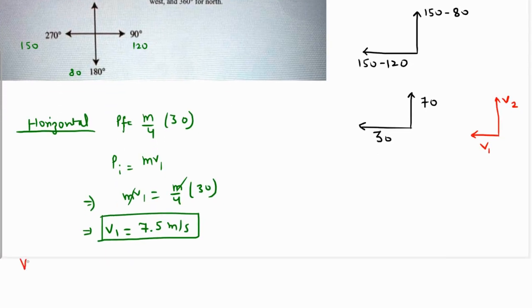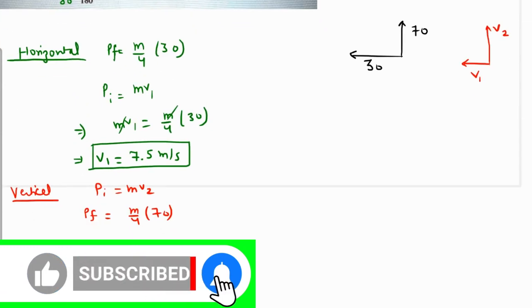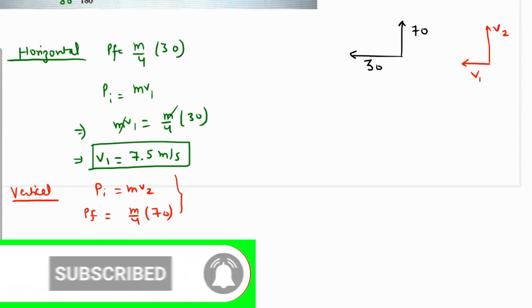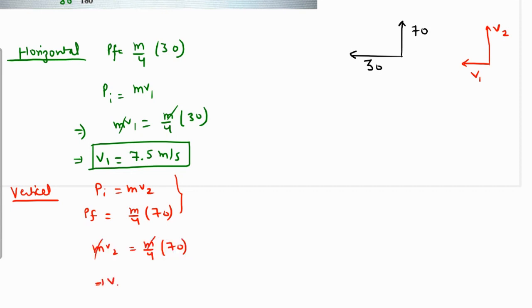Then we talk about the vertical conservation of momentum. So the initial momentum will be m times v2, and the final momentum is going to be m over 4 times 70. So mv2 should be equal to m over 4 times 70. M and m cancel, so the value of v2 comes out as 70 over 4, which is 17.5 meters per second. That is the velocity v2.